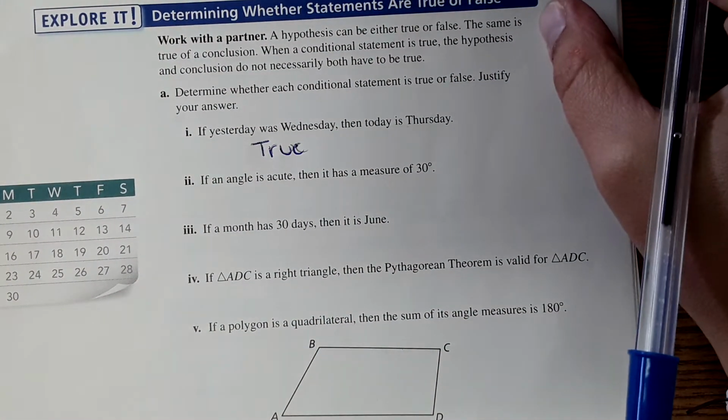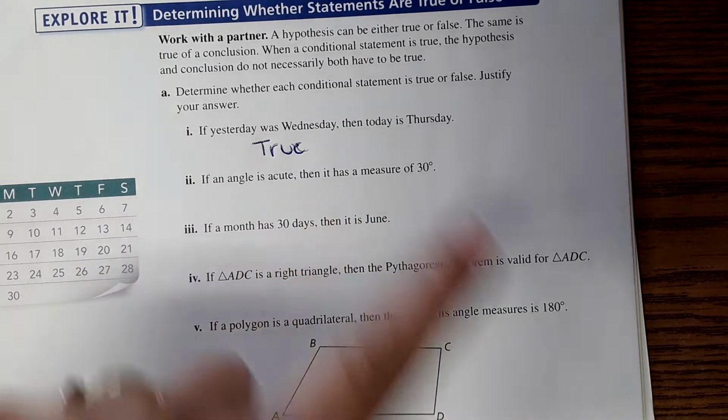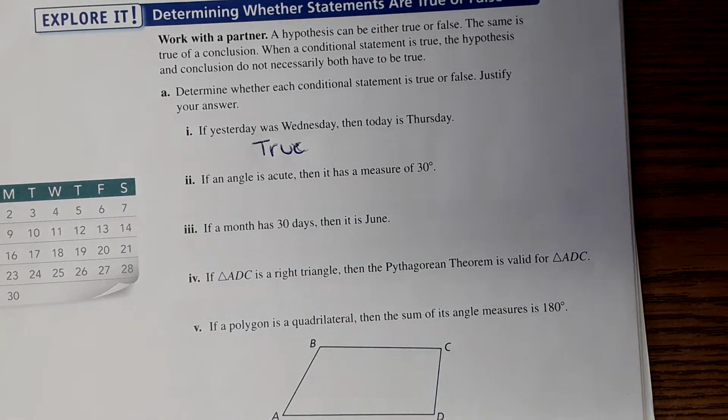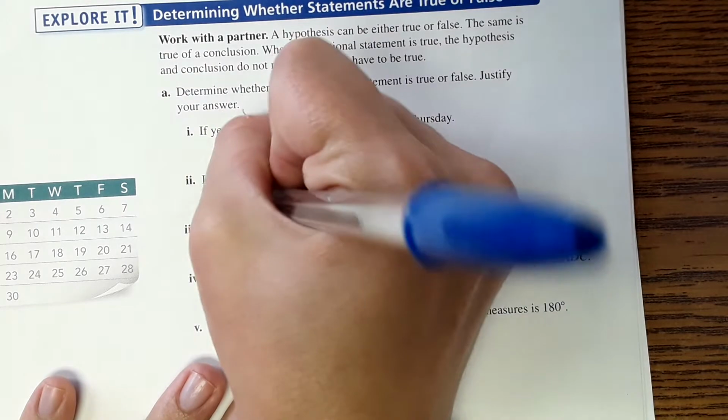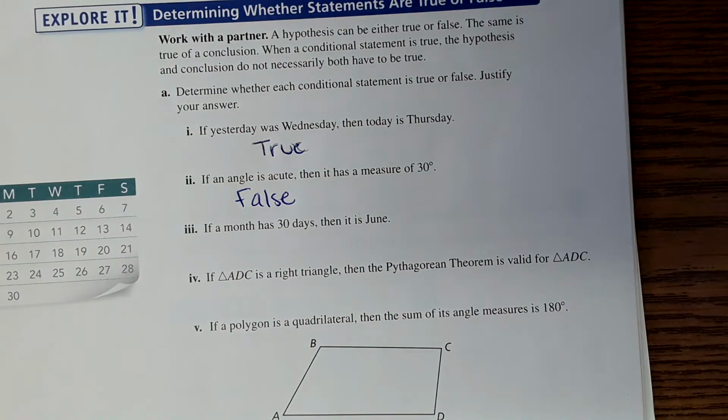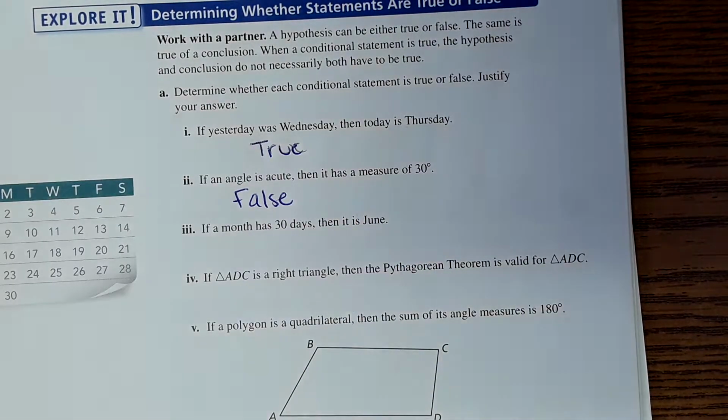Then for the next one, if an angle is acute, then it has a measure of 30 degrees. Well, that's false. An acute angle could have a lot of different degree measures. It could be 45 degrees, it could be 15 degrees. It doesn't have to be 30 degrees, so that's why that is false.